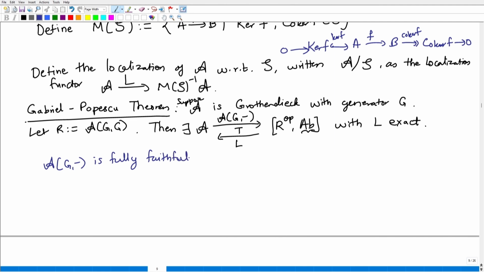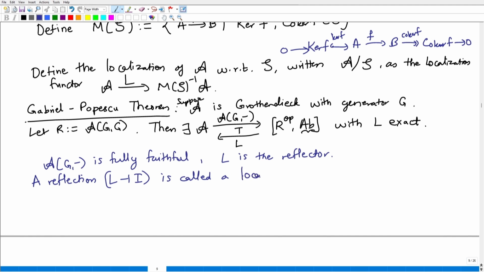Do you remember if a right adjoint is fully faithful, then what do we call the left adjoint? Reflection. Yeah, reflector. L is the reflection. L is the reflector. And moreover, a reflection is also called a localization. A reflection L ⊣ I is called a localization if L preserves finite limits.